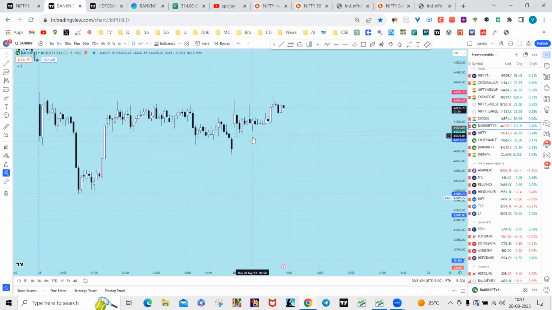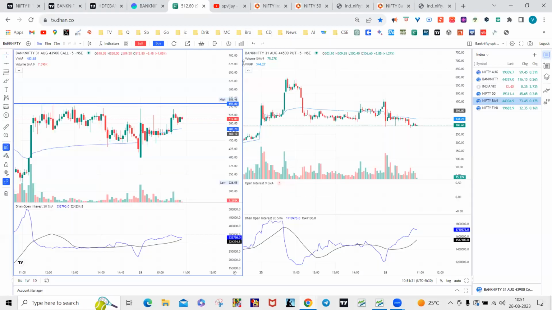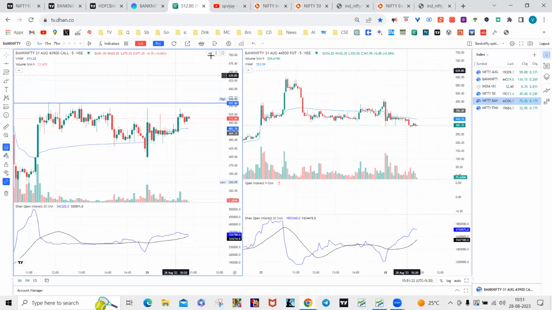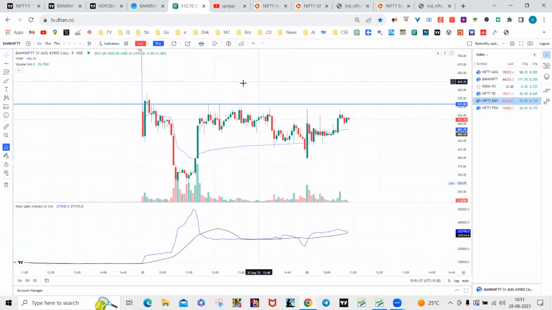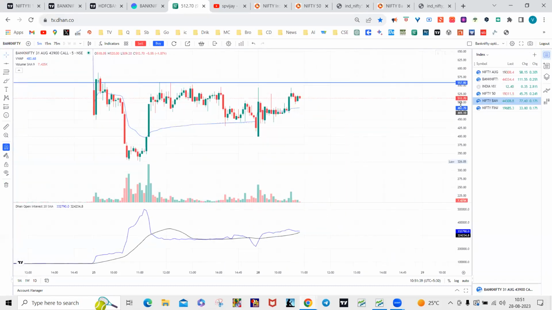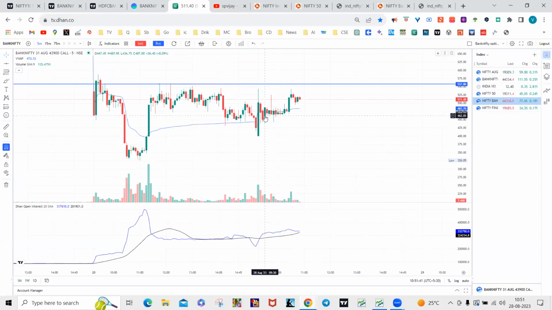So on such days, whenever there is a dip and you have open is equal to low, you buy at some low point, right? So what I did was, I traded the 43,900 call. So this is the call chart. When you look at the 43,900 call, the trade which I took was somewhere around this equilibrium zone.